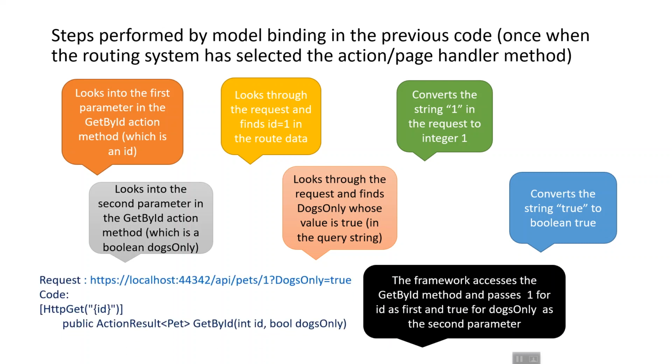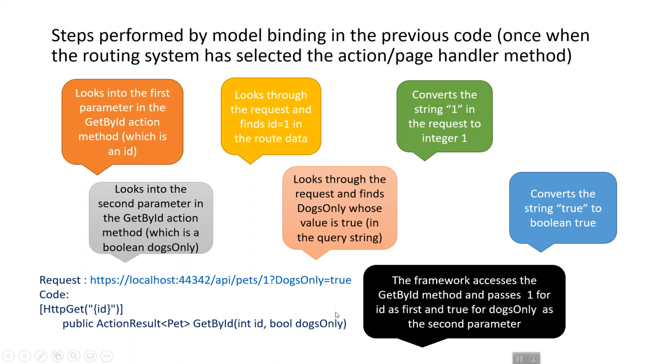And again, so we have got this request. If you look into these callouts, you will find again, given this request and this code, it looks into the first parameter in the getById action, which is an ID of int type, and it looks through the request and finds id equals 1 in the route data. It converts this string, because a URL is always a string, and it converts the string 1 in the request to integer 1. That's automatically done by the model binding engine.